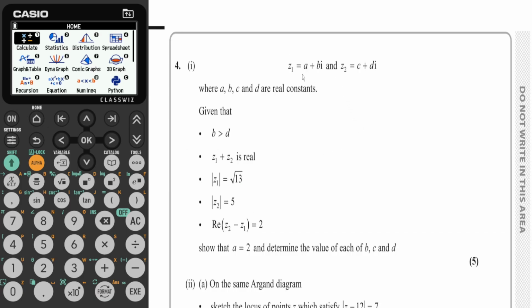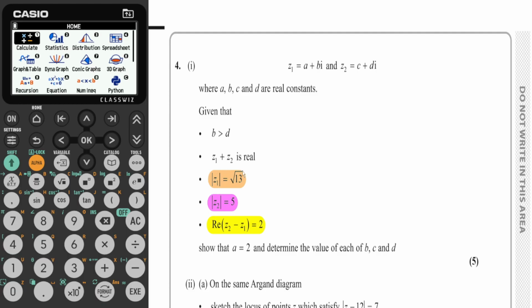Question number 4. For the first part, we are given that z1 equals a plus bi and z2 equals c plus di, where a, b, c and d are real constants. Given that b is greater than d, z1 plus z2 is real, the mod of z1 is equal to root 13, the mod of z2 is equal to 5, and the real part of z2 subtract z1 equals 2, we have to show that a equals 2 and determine the value of each of b, c and d.